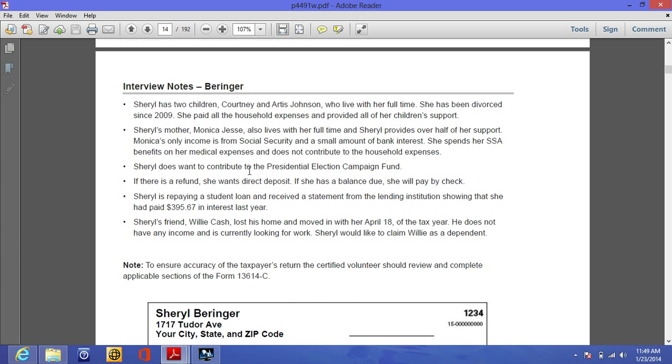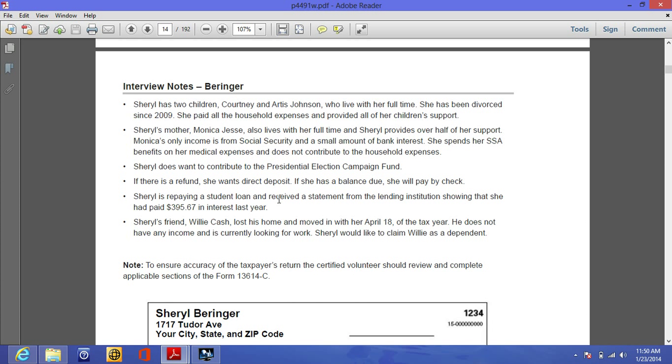Sheryl does want to contribute to the campaign fund, so it says it here. We can go ahead and change that. And then if there is a refund, she wants a direct deposit. We put in her check information and routing numbers. Sheryl is repaying a student loan and is receiving a statement.